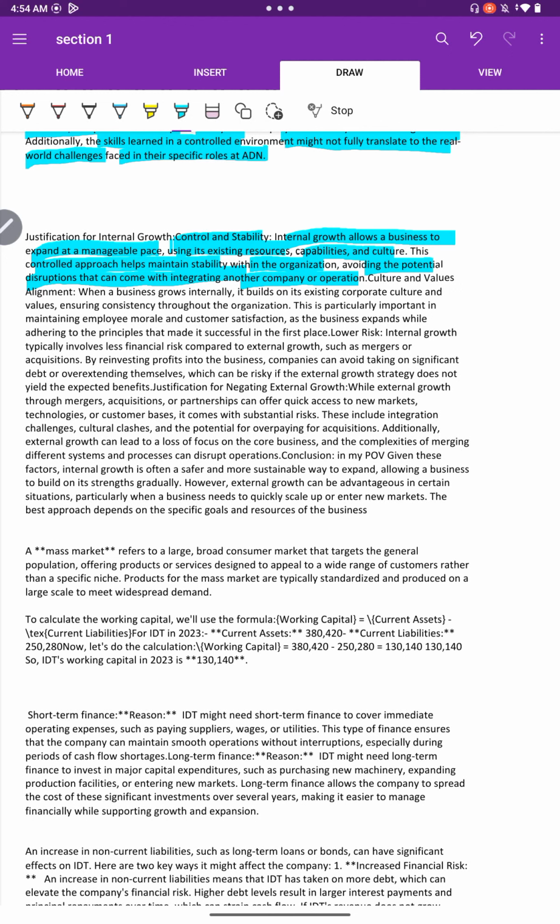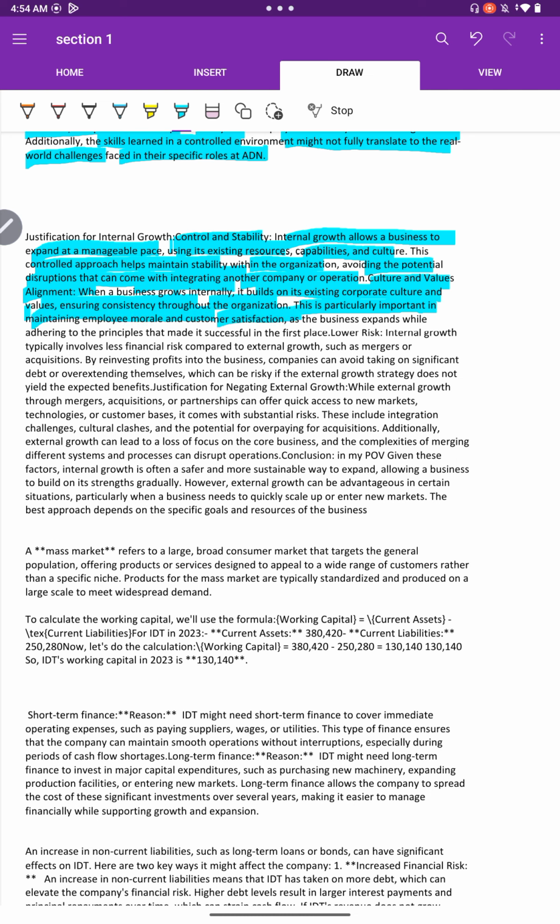So you can just write it till here, operations, but I need to explain you more because I have written the extra points. So culture and values alignment. This is also one more advantage, but you don't need to write it. You just need to take one only. So culture and values alignment: when a business grows internally, it builds on its existing corporate culture and values, ensuring consistency throughout the organization. This is particularly important in maintaining employee morale and customer satisfaction.